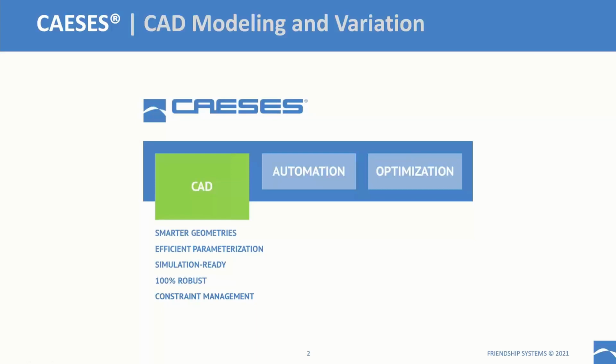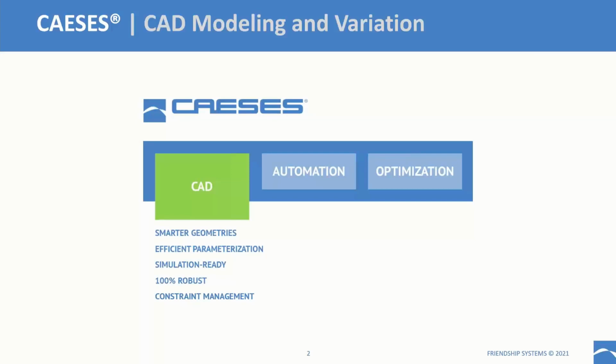If you're not familiar, many might be. Cases is a design and optimization platform that comprises three main components. The ones in blue here: automation, that's coupling to external simulation codes, and optimization, the optimization environment where you can run optimizations and post-process results and so on. But today we will focus on the first component of Cases, which is the CAD environment.